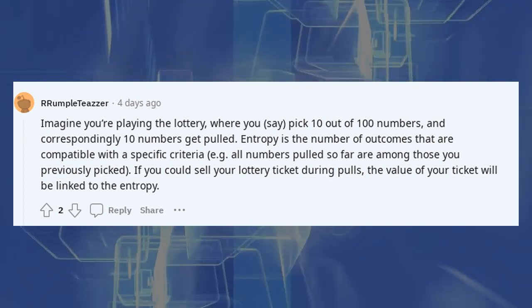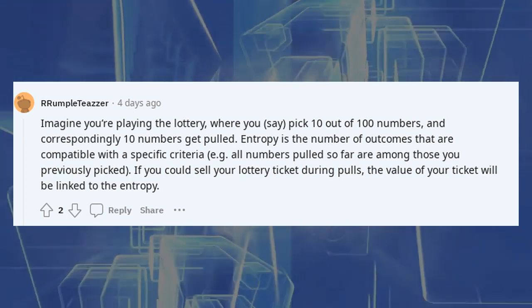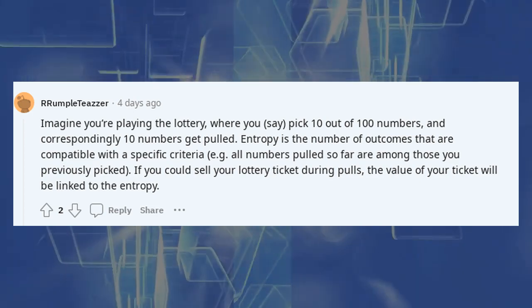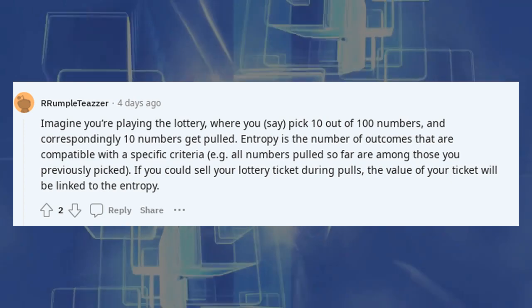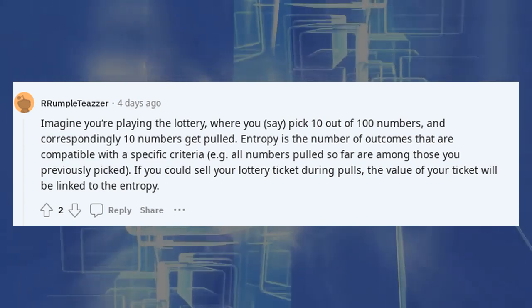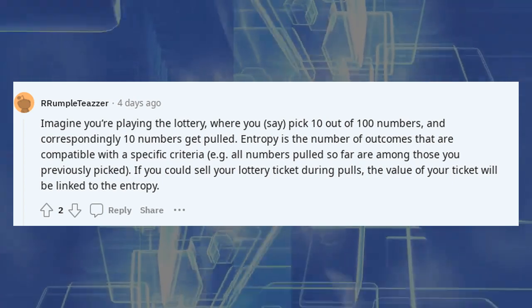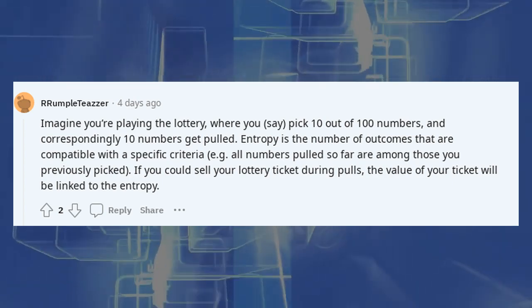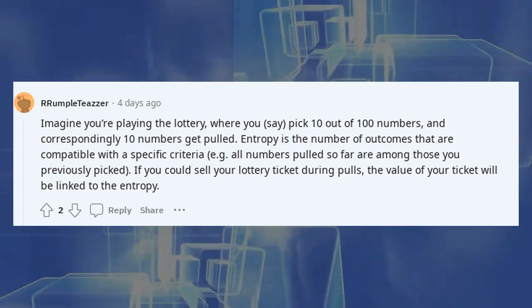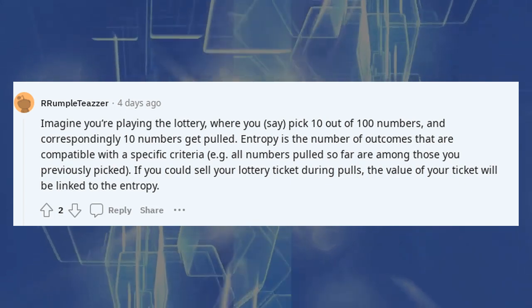Imagine you're playing the lottery, where you say pick 10 out of 100 numbers, and correspondingly 10 numbers get pulled. Entropy is the number of outcomes that are compatible with a specific criteria, e.g. all numbers pulled so far are among those you previously picked. If you could sell your lottery ticket during pulls, the value of your ticket will be linked to the entropy.